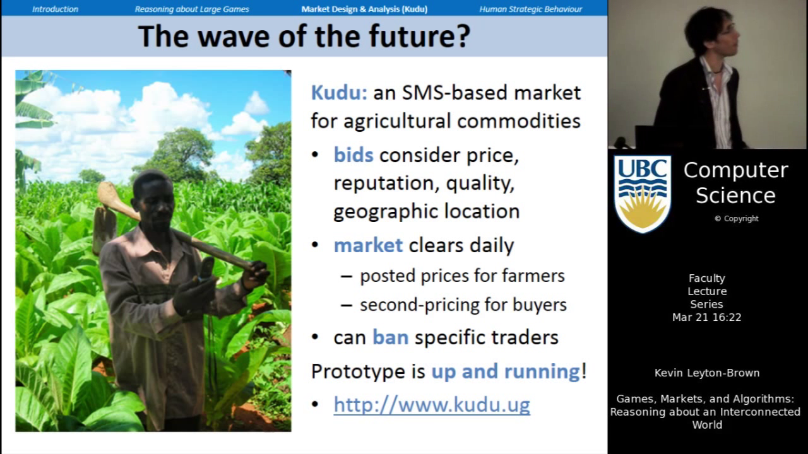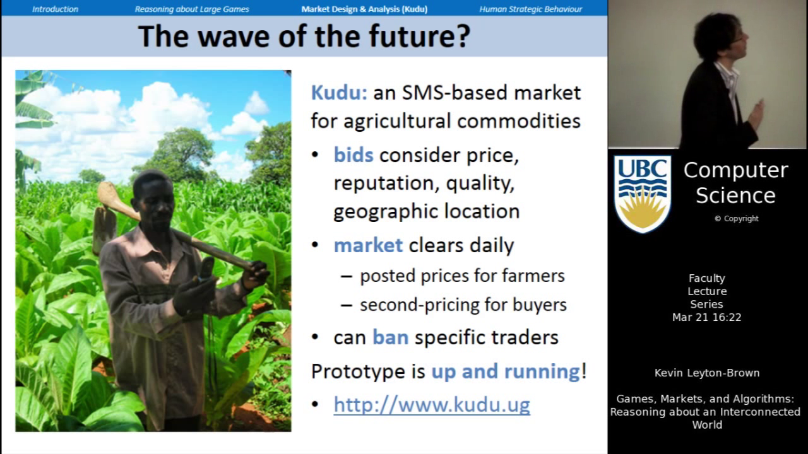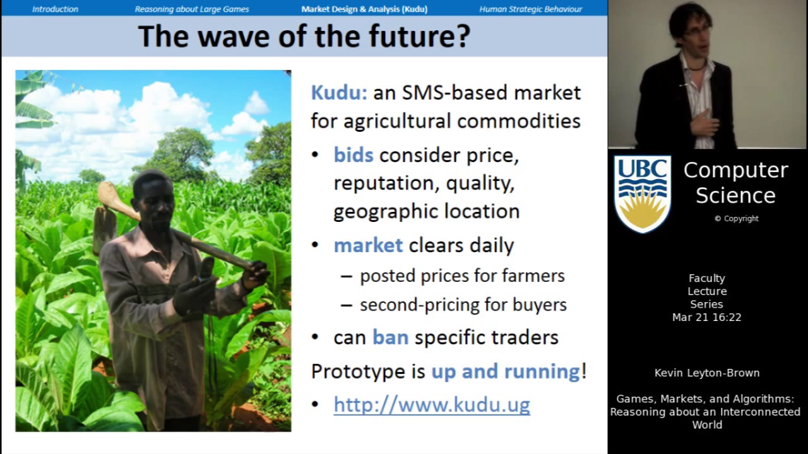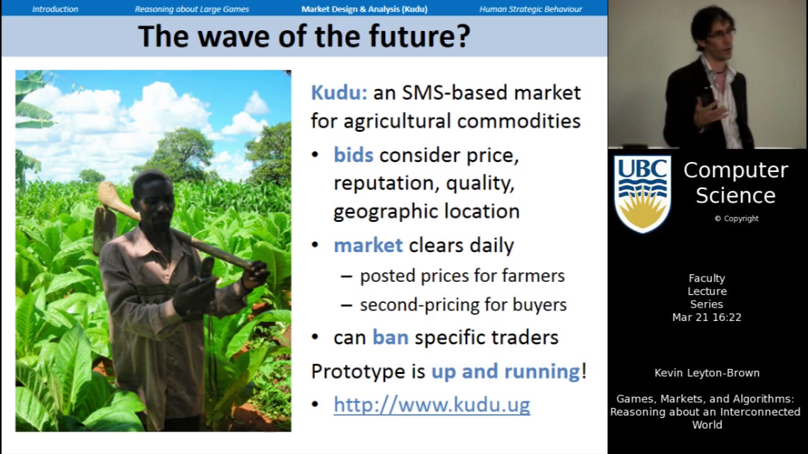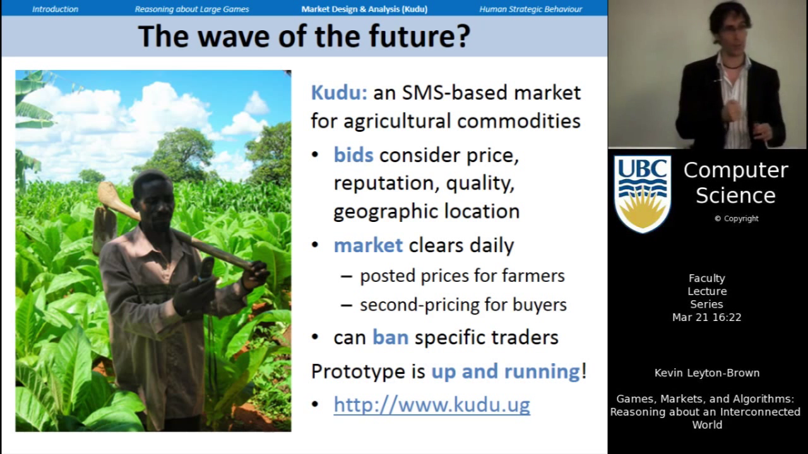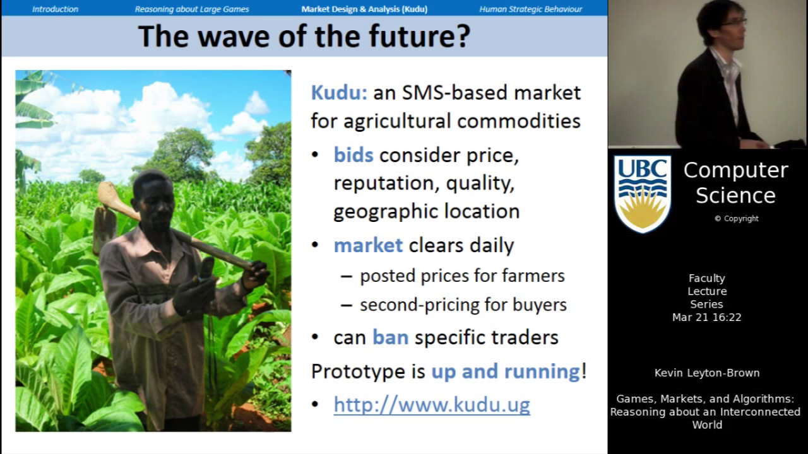And so with my collaborators at Makerere, we tried to build a market for agricultural commodities that would allow people to place simple bids that would say, here's what I've got, or here's what I want, and that we could match people up and propose trades to them and have it all happen over SMS.